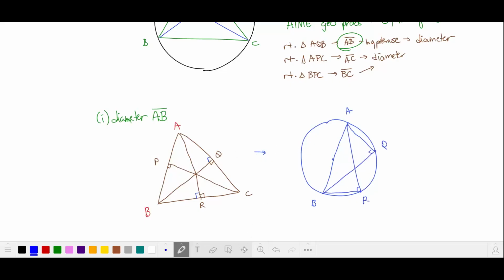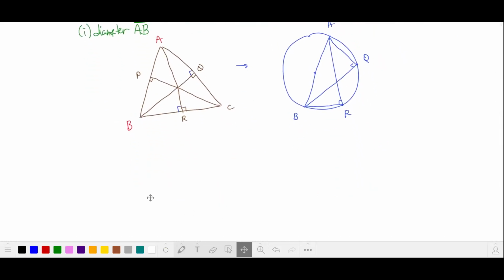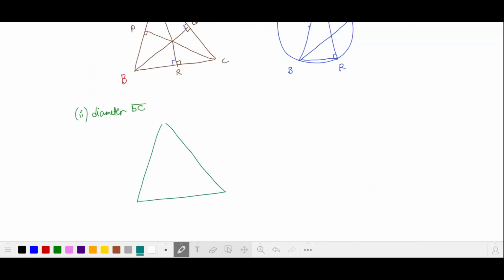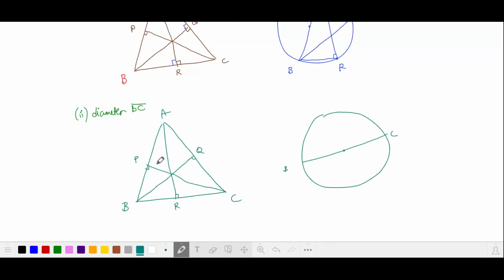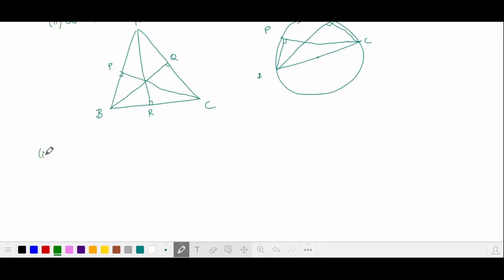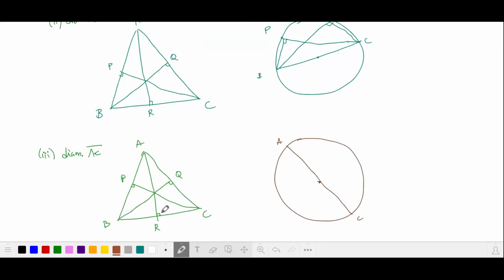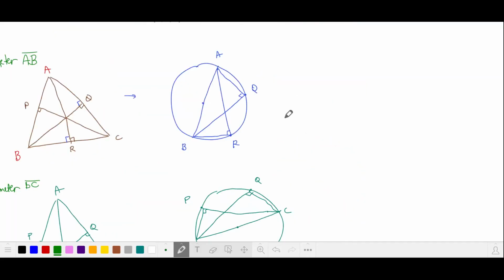And before we go forward with this, let's repeat this with our three other diameters. Redrawing the triangle really quick, and the altitudes. BC is our diameter here. And with right angles at P and Q, they are also going to be on our circumcircle. And finally, diameter AC. And P and R are both on this circumcircle because of their right angles. Let's return to our first circumcircle. I'll complete this cyclic quad by drawing in segment QR.